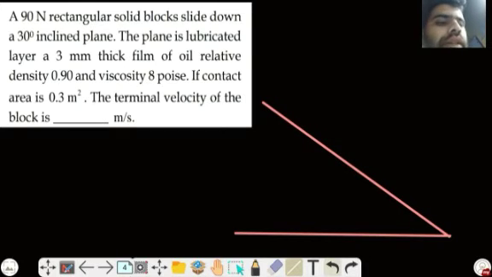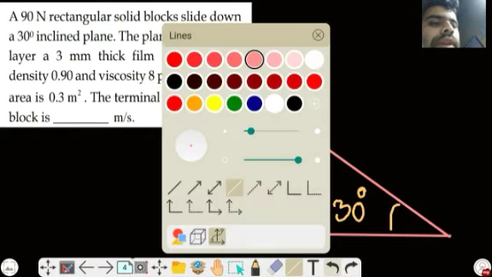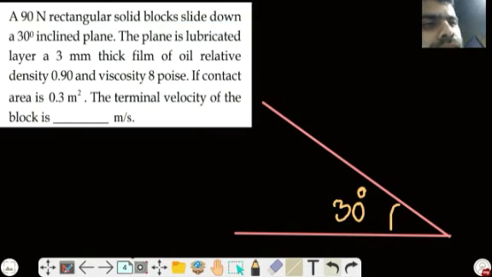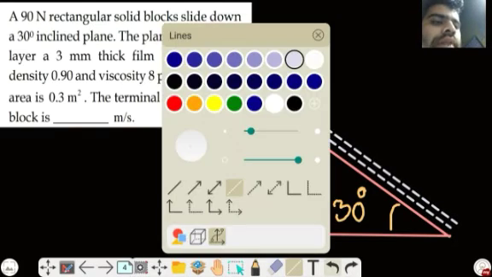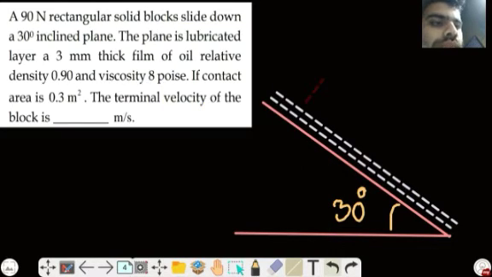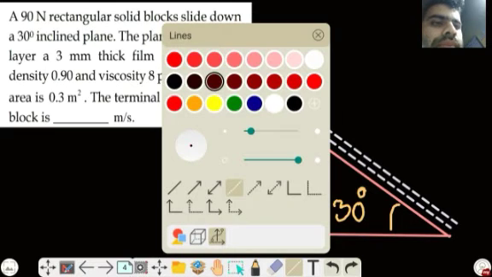Okay, let's suppose this is an inclined plane. The angle is 30 degrees, that is given in the question. It has a layer of viscous fluid over it, and there is a block that is not visible.